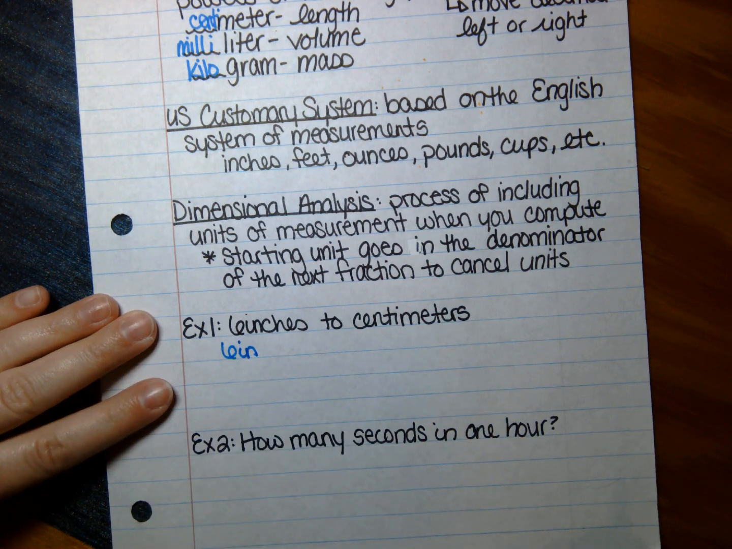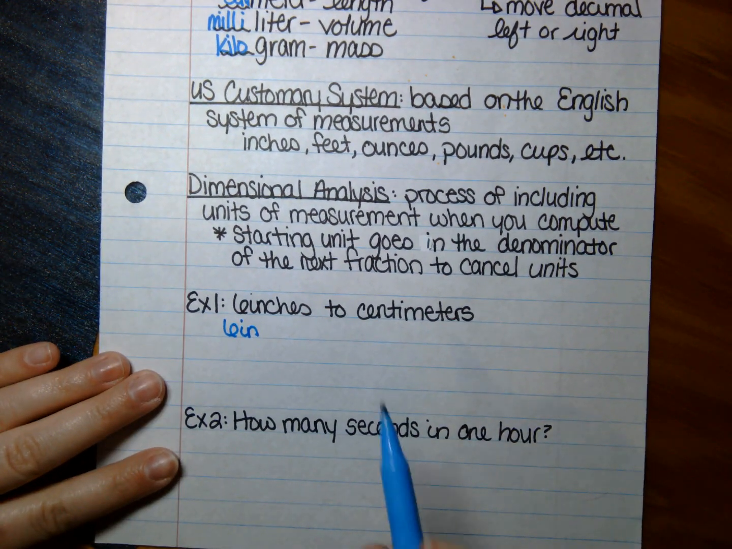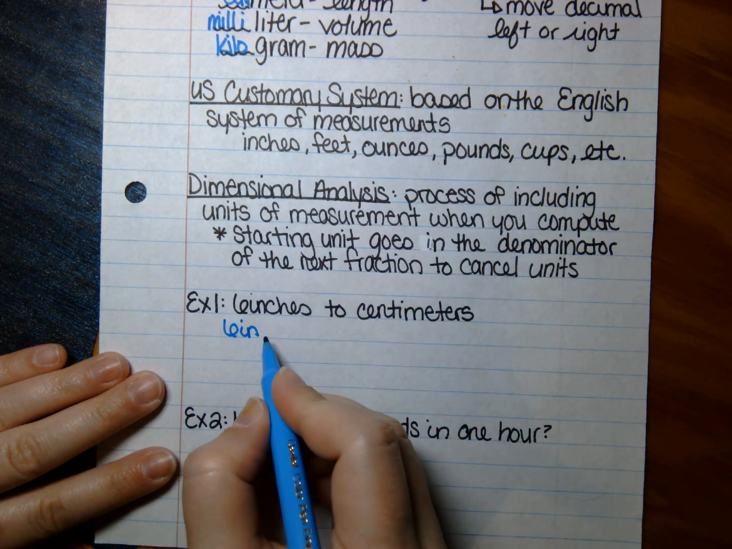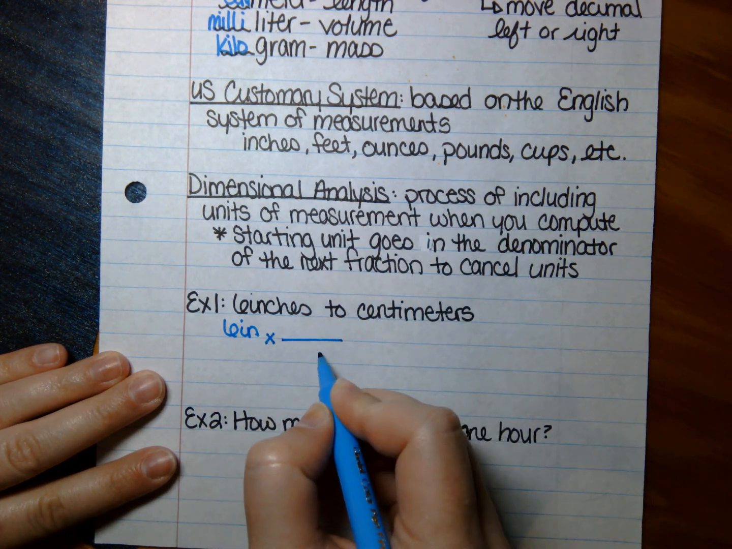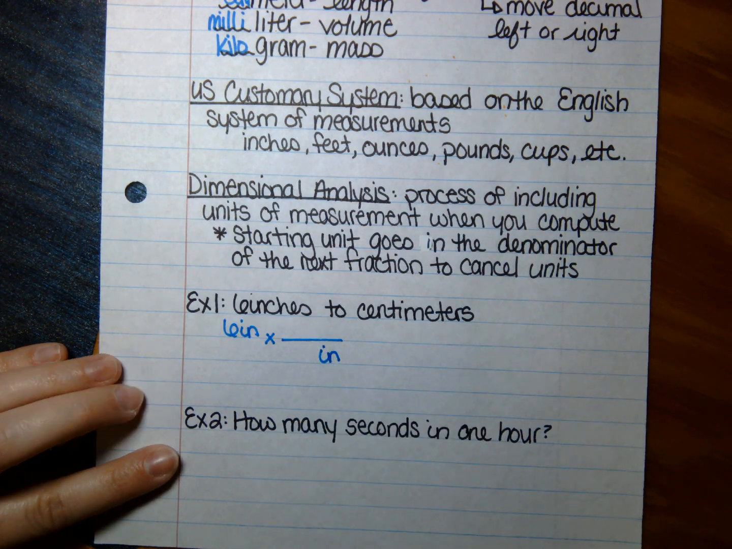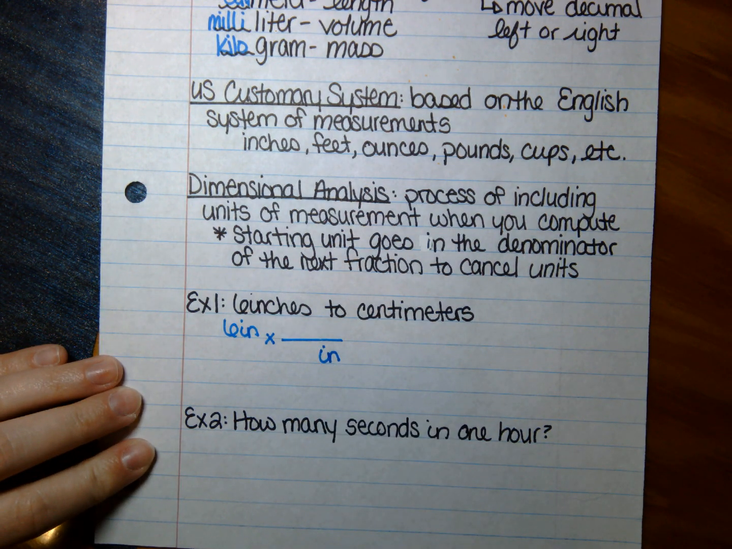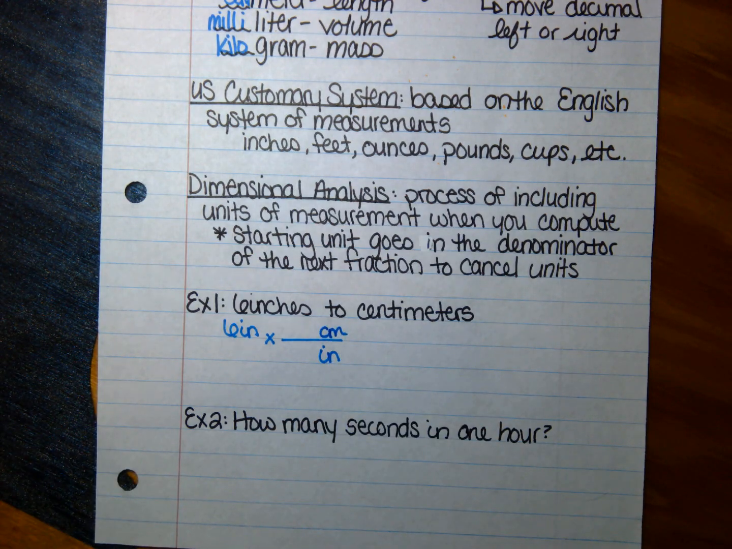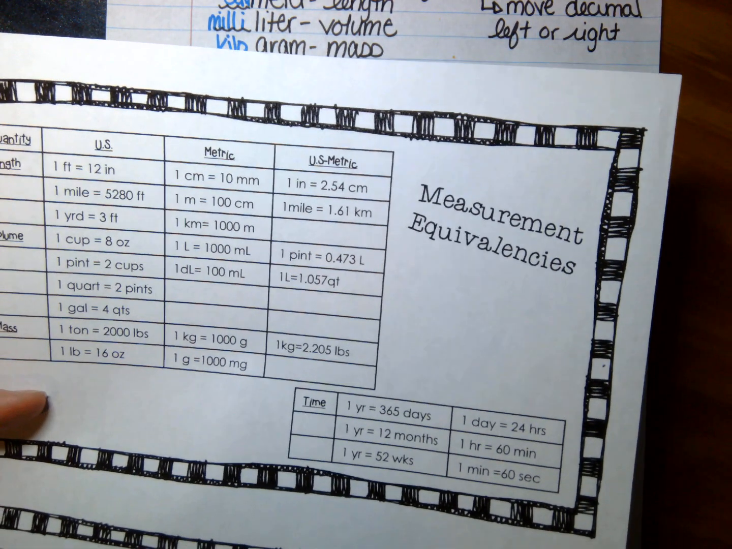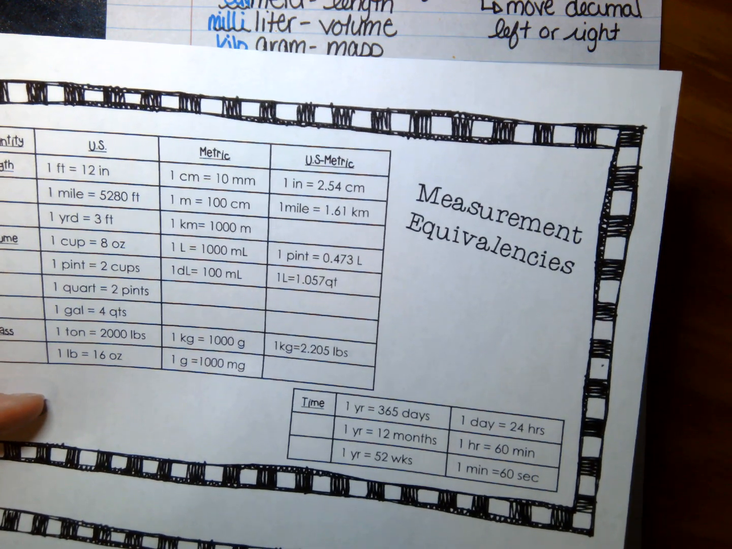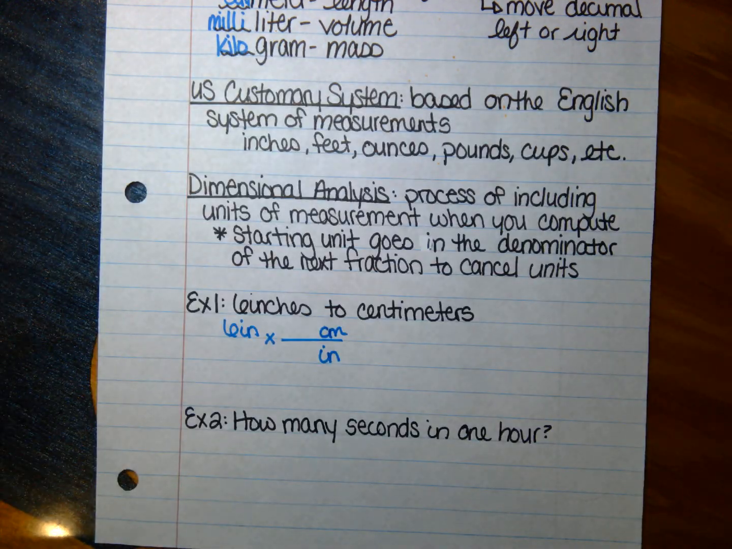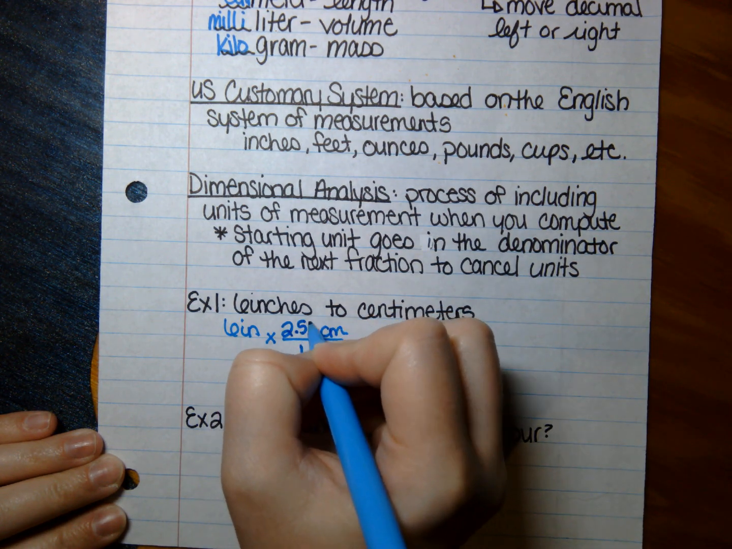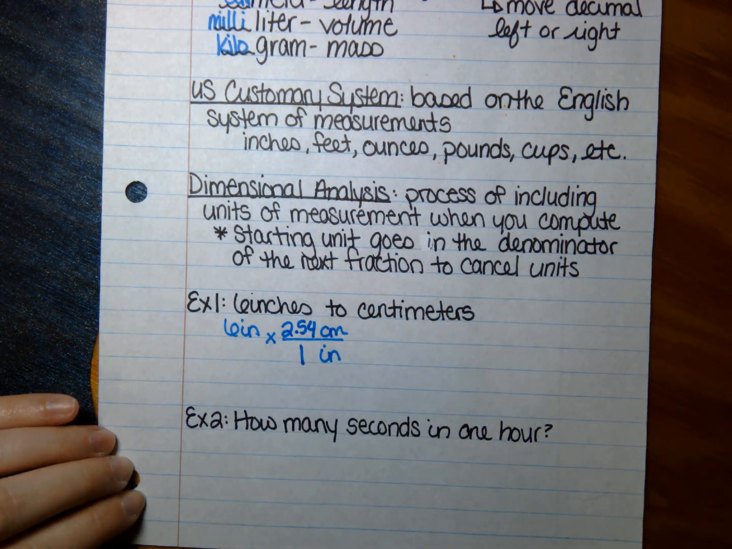Make sure you put units. It says that whatever I'm starting with, that goes in the denominator of the second fraction. So that unit of inches, and since I have a direct conversion, inches to centimeters, I'm going to put my centimeters on top. Again, according to that chart, I have 1 inch for 2.54 centimeters. So 1 inch is going to give me 2.54 centimeters.